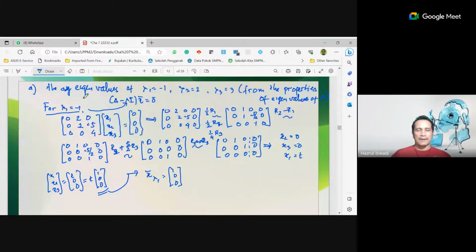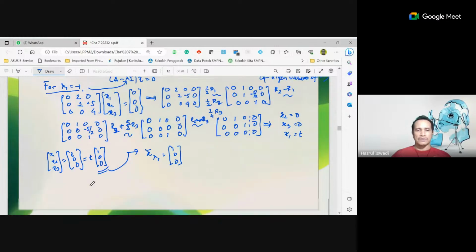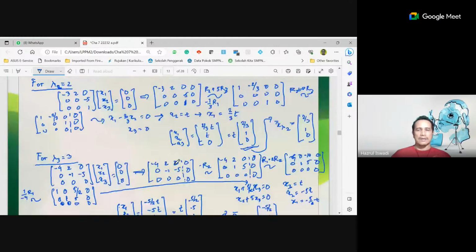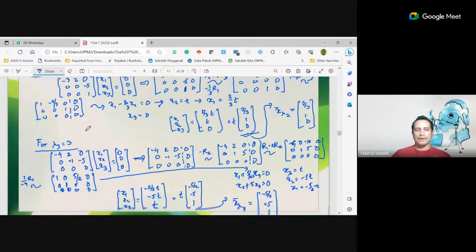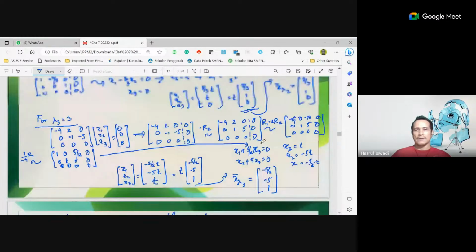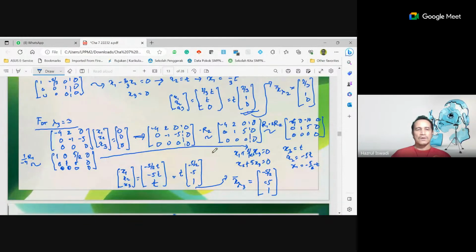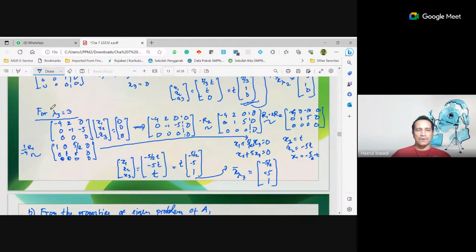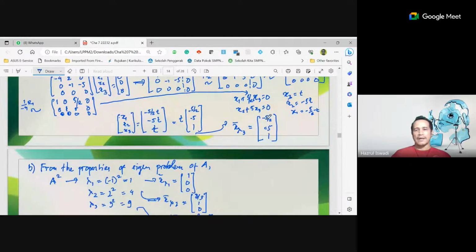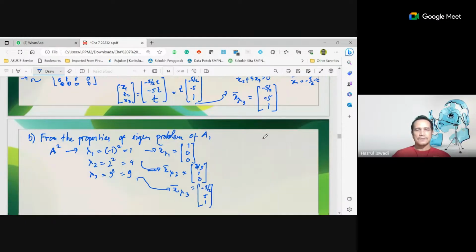This is the eigenvector for lambda 1. We have 1, 0, 0. And this is the eigenvector of lambda 2. We have 2 over 3, 1, 0. And this is the eigenvector of lambda 3. We have minus 5 over 2, minus 5, and 1.